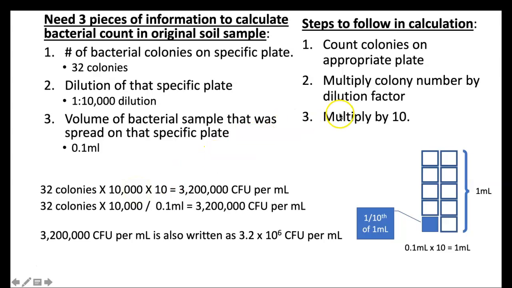And the last thing you're going to do, and this is sometimes why it confuses students, so I'll tell you why we're multiplying by 10. So the reason we're multiplying by 10 is because of this last bit of information. We spread 0.1 milliliter, or 1/10 of 1 milliliter. And so what we really want to figure out is how much bacteria would be present in 1 full milliliter. And so this schematic I just made, really what we're calculating is how much bacteria is in this 1/10.